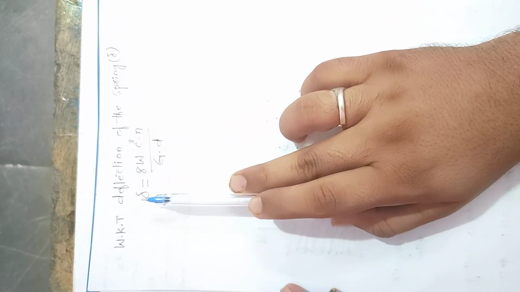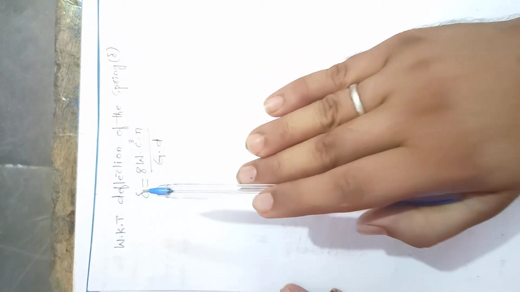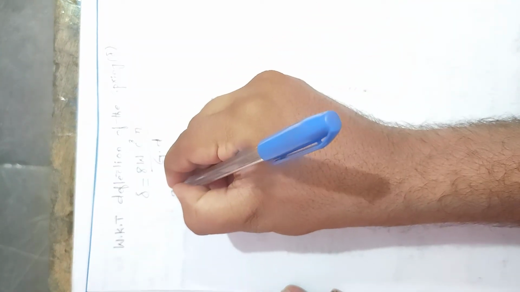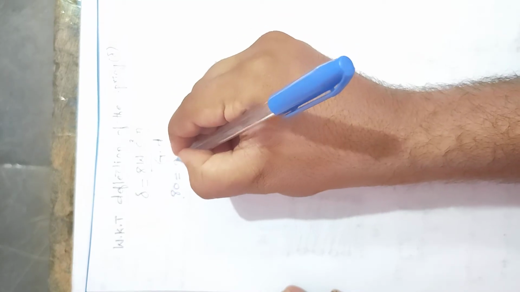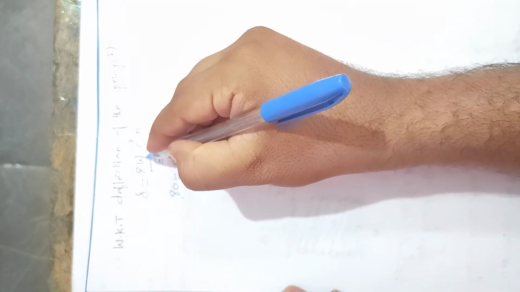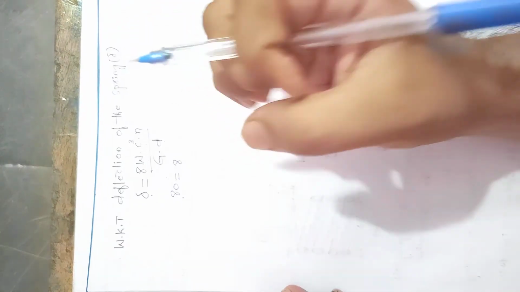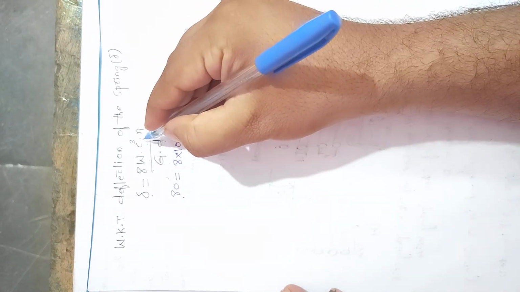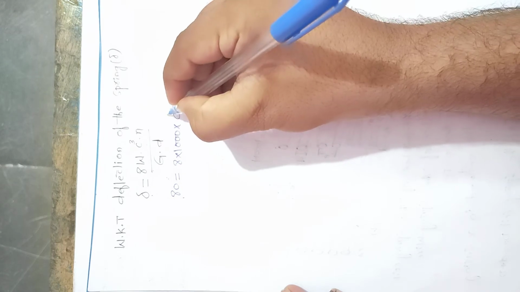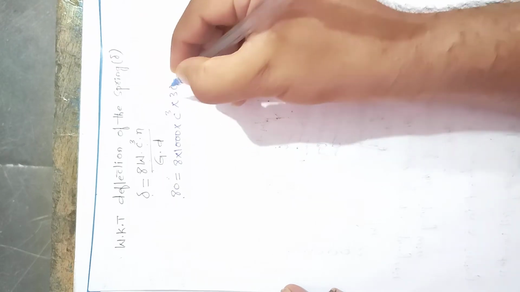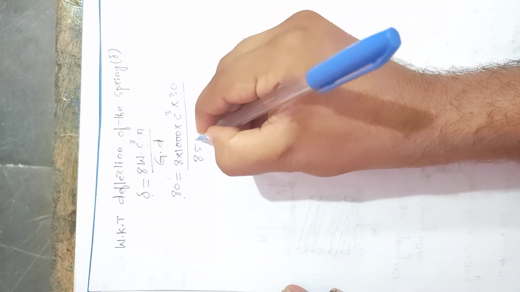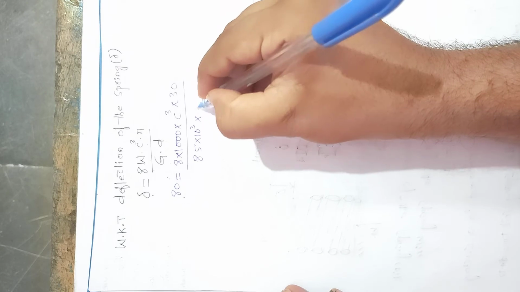Due to the compressive force applied on it, the deflection we got is 80 mm. So I am representing the deflection as 80. How much load did we apply on the spring here? We applied a load of 1000 Newton, into the spring index, which we don't know, C cube as it is. The number of turns of the coil is given as 30, divided by the modulus of rigidity, which is given in the question as 85 into 10 power of 3, and D as it is.